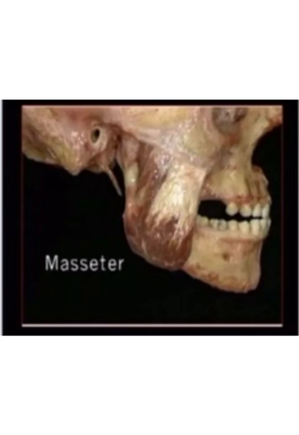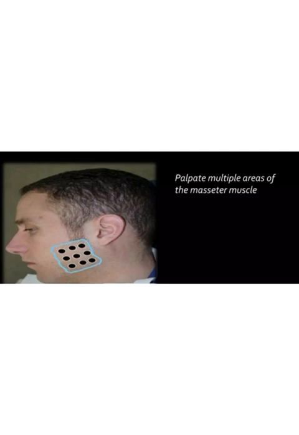Masseter origin: superficial portion, anterior 2/3 of the lower border of the zygomatic arch. Deep portion, medial surface of the zygomatic arch. Insertion, lateral surface of the ramus, coronoid and the angle of the mandible. Palpate multiple areas of the masseter muscle.